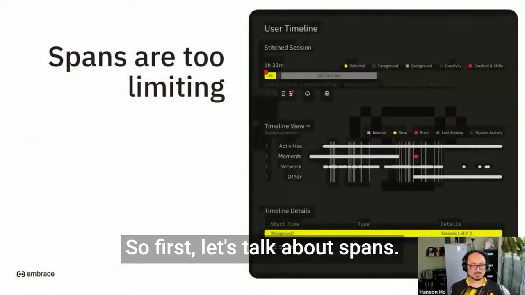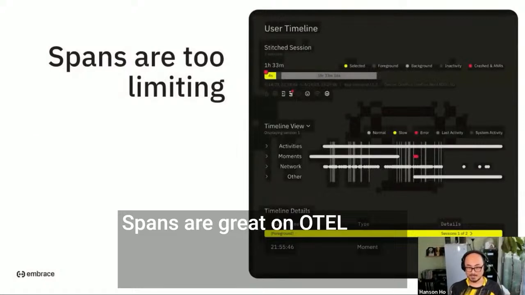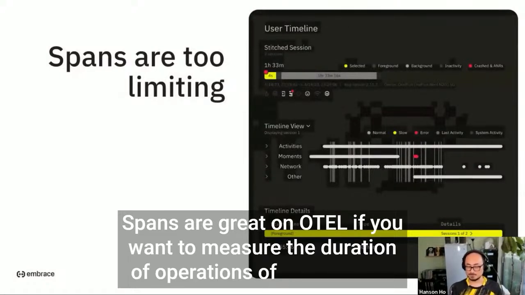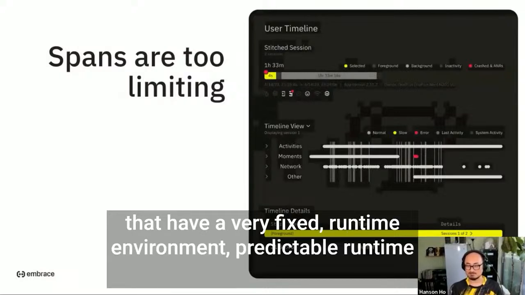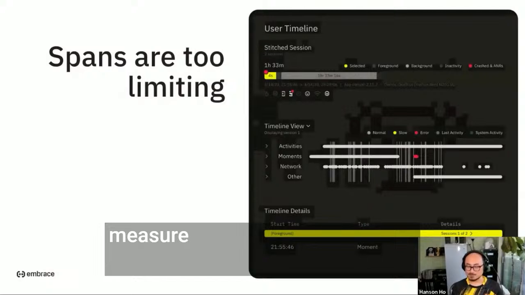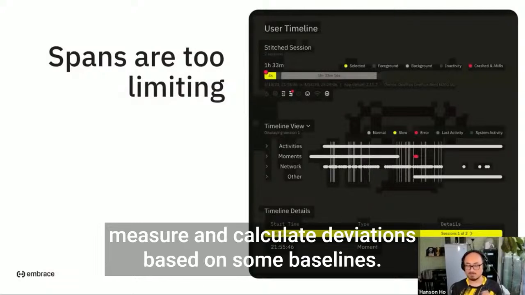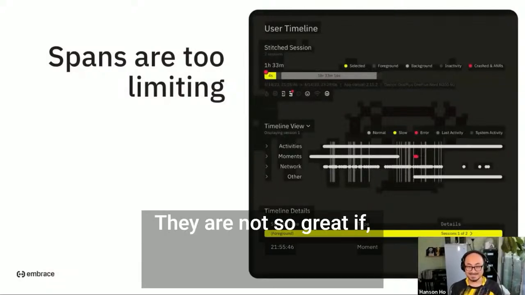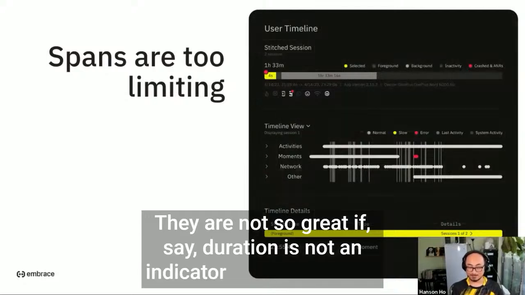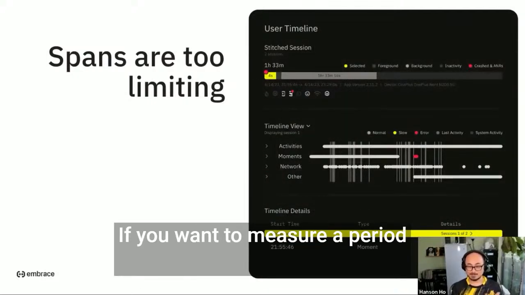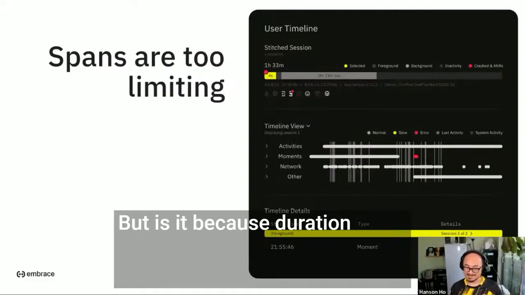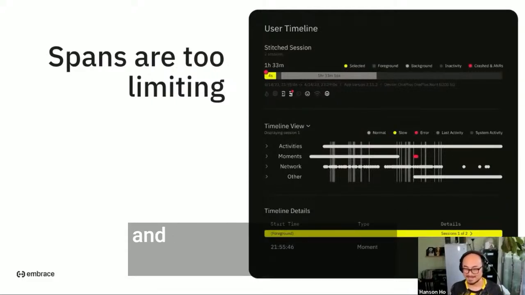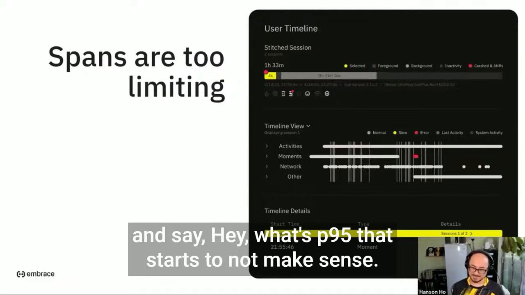So first, let's talk about spans. Spans are great in OTel if you want to measure the duration of operations of applications that have a very fixed runtime environment and predictable runtime code path, so you can actually measure and calculate deviations based on some baselines. They are not so great if, say, duration is not an indicator of performance. If you want to measure a period of time, well, the OTel signal to use looks like it's spans, but is it? Because duration is not an indicator of performance, and if you start aggregating and say, hey, what's P95? That starts to not make sense.